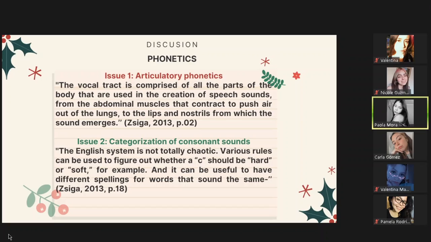The second one is about auditory. Here, the argument is that the English system is not totally chaotic. Various rules can be used to figure out whether the C should be hard or soft. For example, it can be useful to have different spellings for words that sound the same. Categorization of consonant sounds: students must be aware of the classification of the sounds of consonants, if they are plosive, fricative, affricate, semivowels, nasals, and of the voicing of consonants, voiced and voiceless.